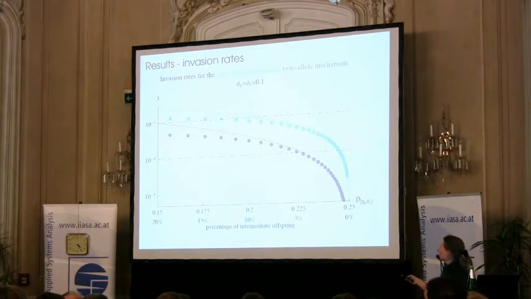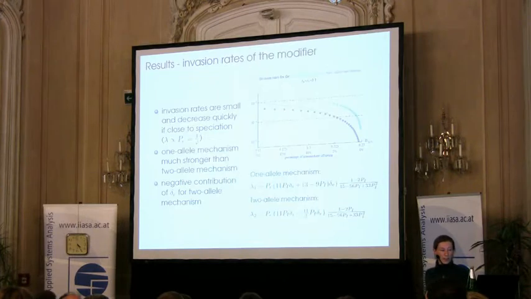So you can see that, for larger populations, reinforcement seems to be stronger, if we interpret it like this. And here, for example, for a small population, reinforcement will maybe only be important if it's working with a 1 allele mechanism. And so to put this together here again, the invasion rates are relatively small, I would say, and they decrease quickly.